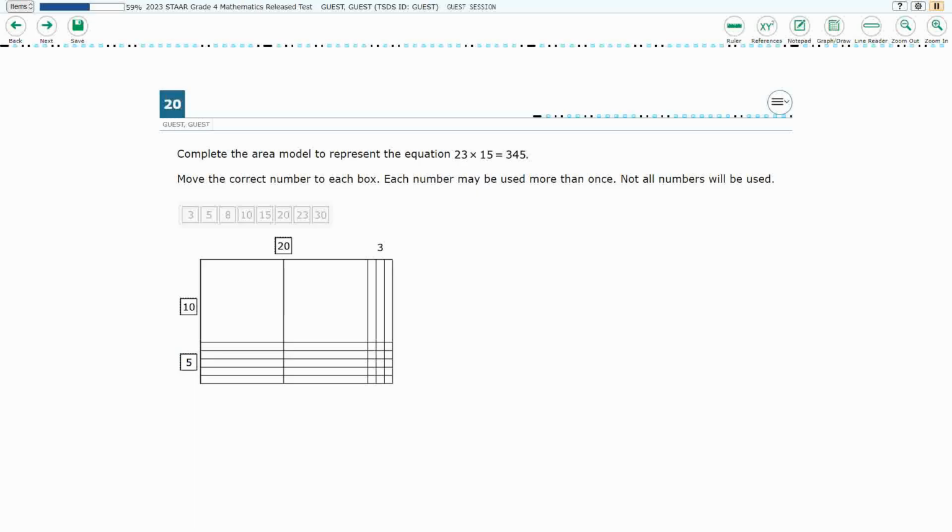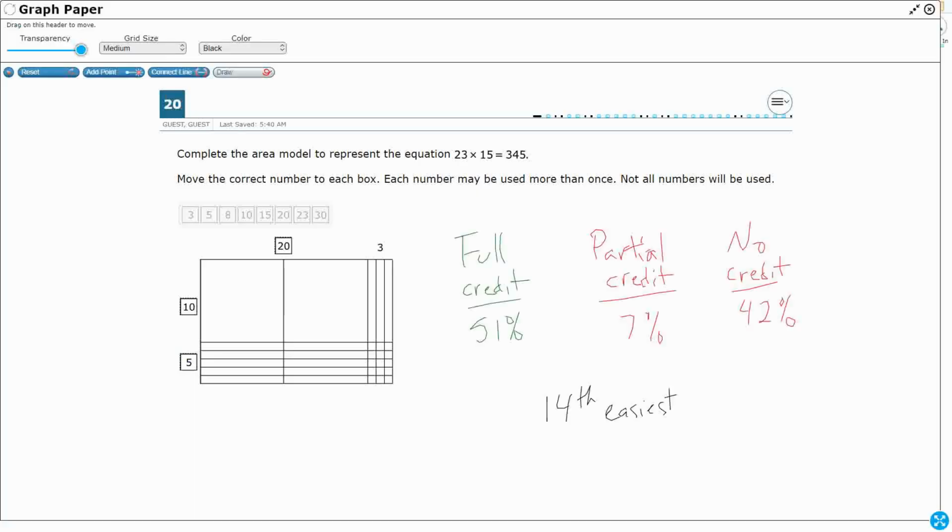Let's see how we did across the state of Texas. So this landed on the slightly easier side, 14th easiest. Here's what I find interesting: we had about half our students get full credit for this. If you get it, you get it. Especially with this 3 right here, without that 3, it might have been a little bit more difficult. But that 3 really kind of anchored you.